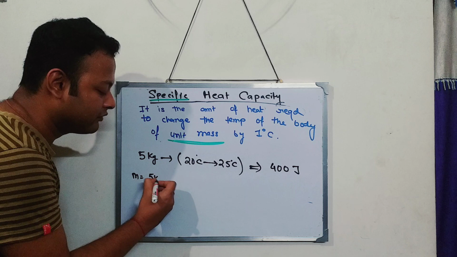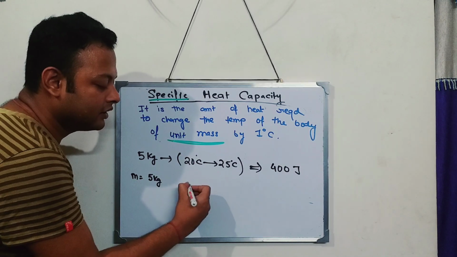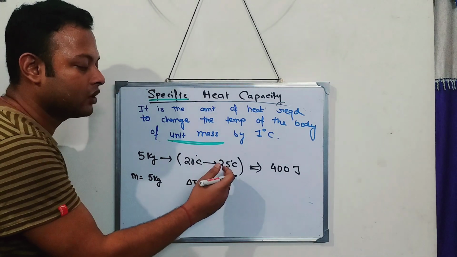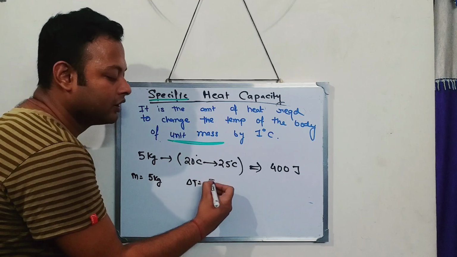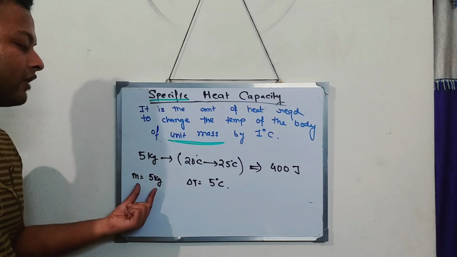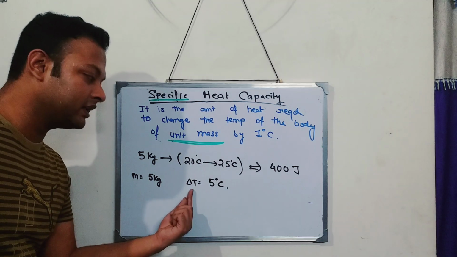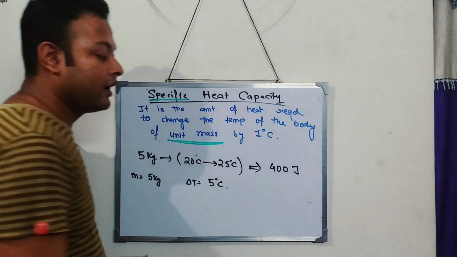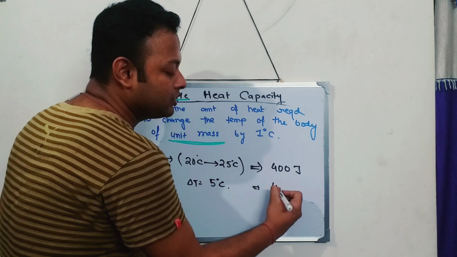So see, what is the mass of the body? Mass of the body is 5 kg. What is the delta T? Delta T means change. How much? 25 minus 20, that is equal to 5 degrees centigrade. So a body of mass 5 kg changes the temperature by 5 degrees centigrade, and the amount of heat required is how much? 400 joule.